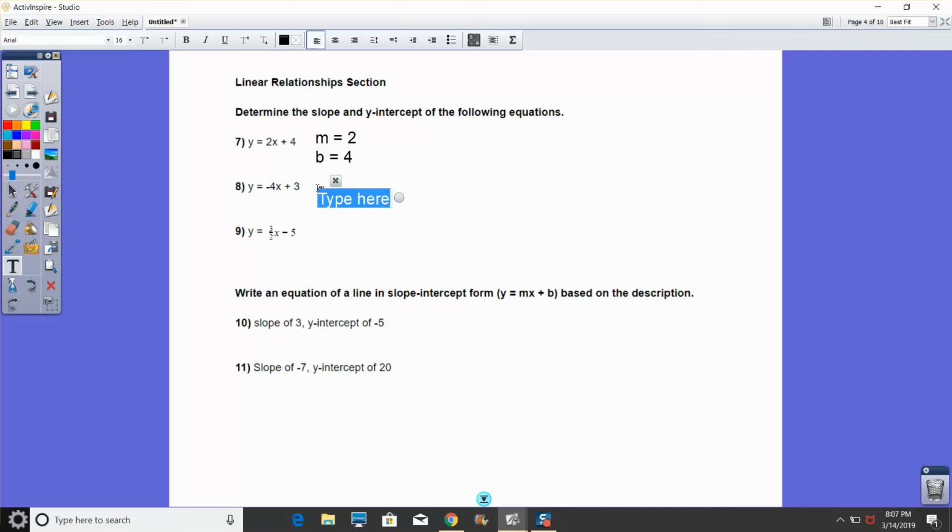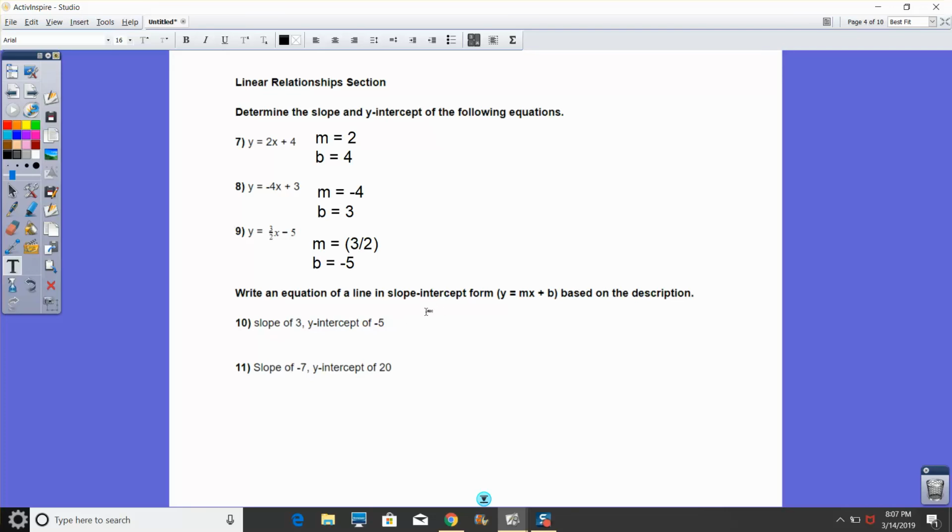For number 8, we have negative 4x plus 3, so the m here is negative 4, and the b value is 3. And then for number 9, we have 3 over 2x minus 5. So our slope is 3 over 2. I'm just going to write it like that to save time. And our b value this time, since it's minus 5, we have to write negative 5 as our b value. So don't forget to look at the signs as well, like what we did here with m and what we did with our b here.